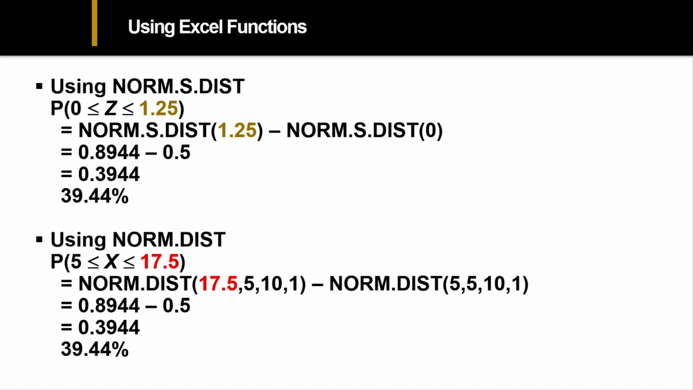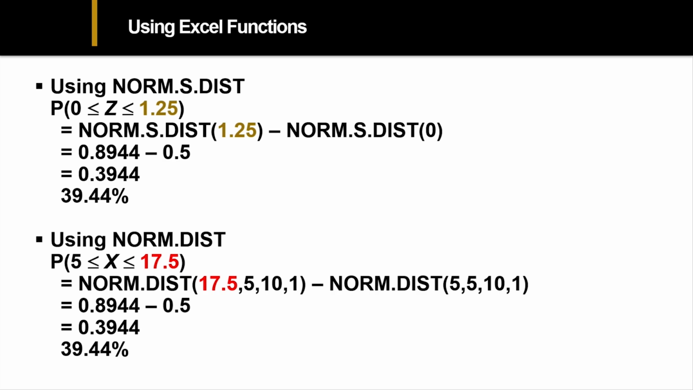So going back to our previous problem, we used the table to find the two values and subtracted them from each other, but we can do the calculations in Excel. Once we've standardized it, we use norm.s.dist. Two calculations, one for 1.25, the other for 0, and there are our numbers again, 0.8944 and 0.5. We get down to 39.44%.